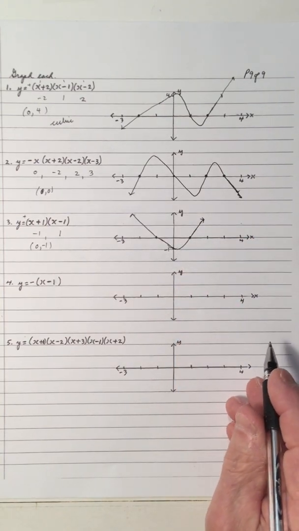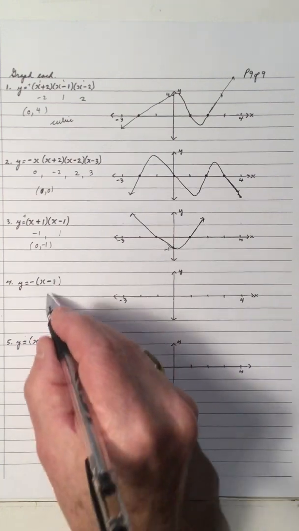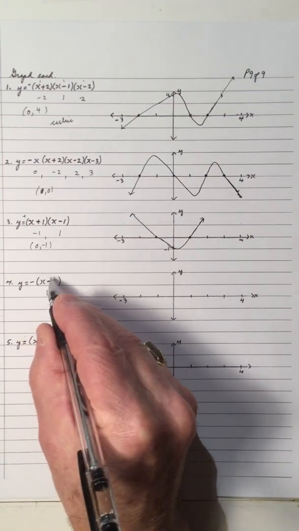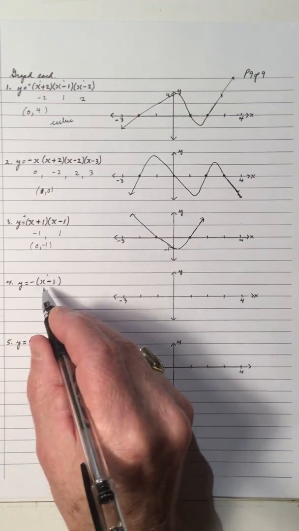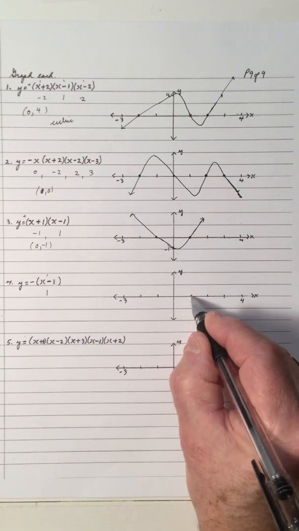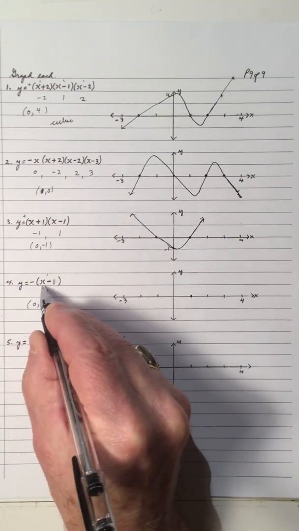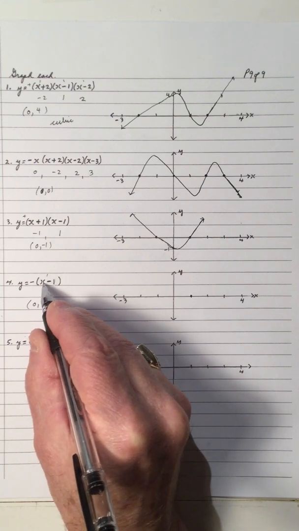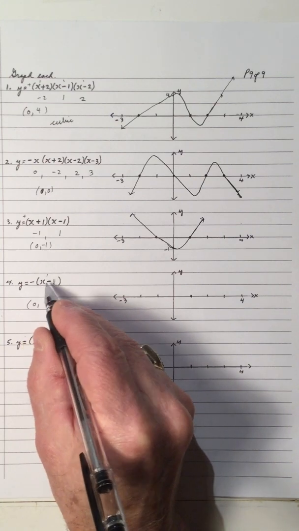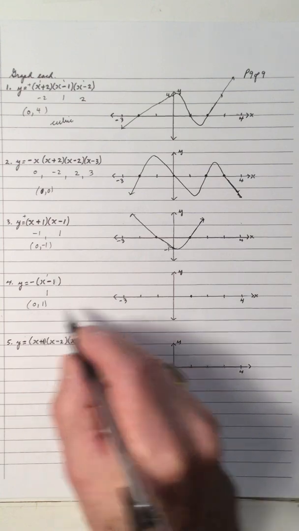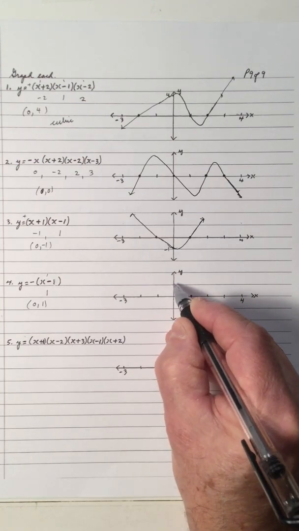Okay. Number 4, we have an x-intercept of 1. Notice this is a linear. There's only 1, so the x-intercept is 1 right here. And we let x equal 0. When x is 0, you get negative 1, and the negative of a negative 1 is 1. So the y-intercept is 1.